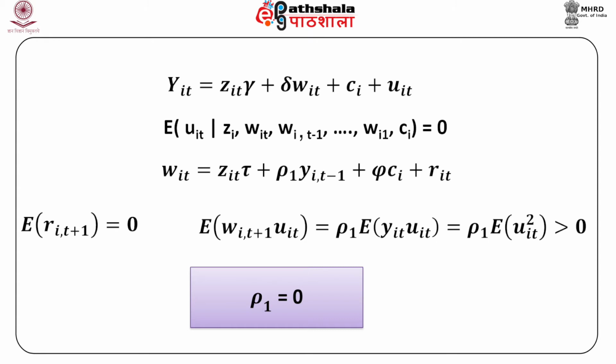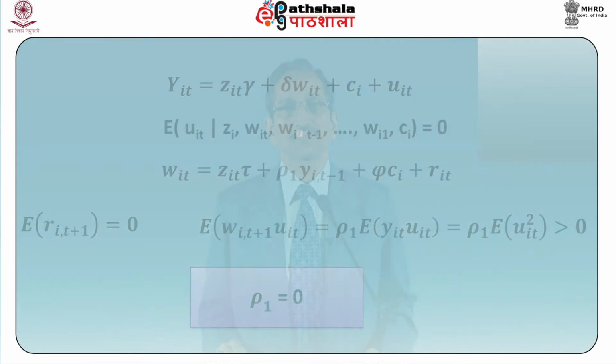In general, if the expected value of Ri,t plus 1 is equal to 0, it is easy to show that the expected value of Wi,t plus 1 into Uit is equal to rho 1 times the expected value of Yit Uit, which is equal to rho 1 times the expected value of Uit squared and is greater than 0 under equations 7 and 8. And so strict exogeneity fails unless rho 1 is equal to 0.